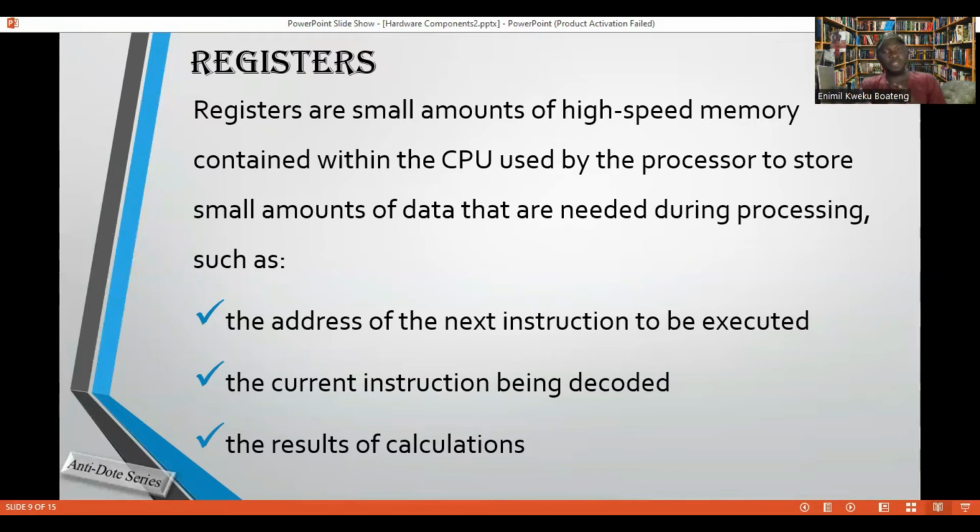Then the results of calculations, or everything that has been done, is also in the register before it is written back to memory. So yes, the register is a small amount of high-speed memory contained within the CPU, used by the processor to store small amounts of data needed during processing. These are the address of the next instruction to be executed, the current instruction being decoded, and the results of calculations.